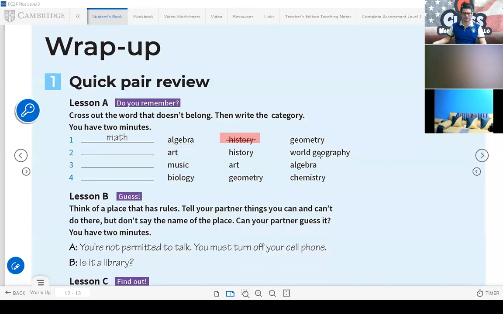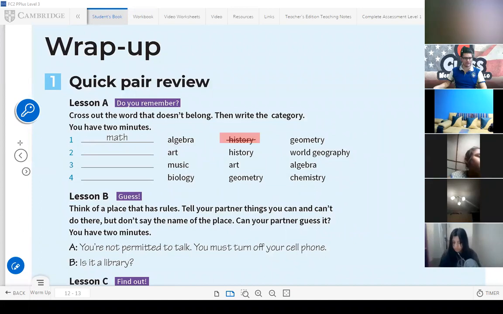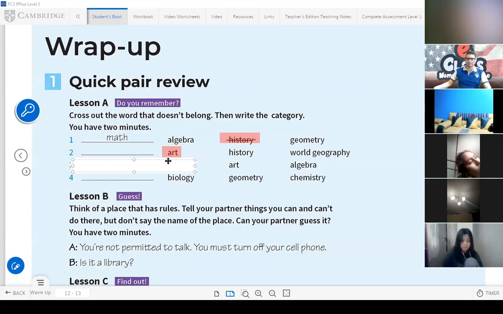Here, art, history, world geography. What doesn't belong? ¿Cuál es el que no pertenece? What do you think? I'm gonna ask here. Excuse me, Garay. What doesn't belong, Garay, on this part? Art, history, or world geography? Art. Very good, art, right? Art doesn't belong. And if we have to add one more, ¿qué podríamos agregar aquí, Garay? To this category. History, world geography. Music.